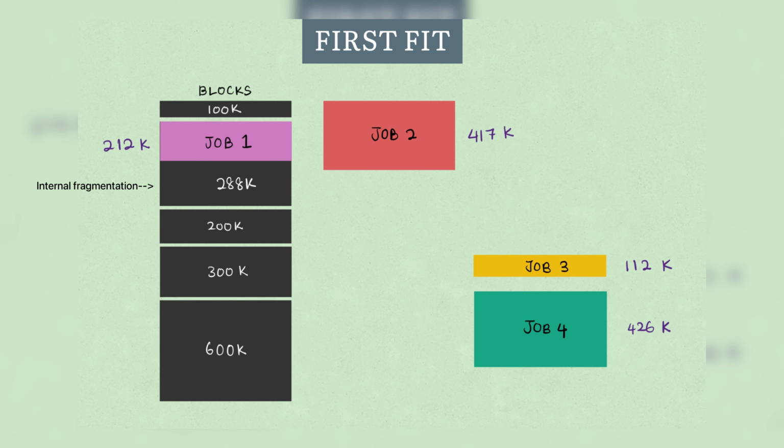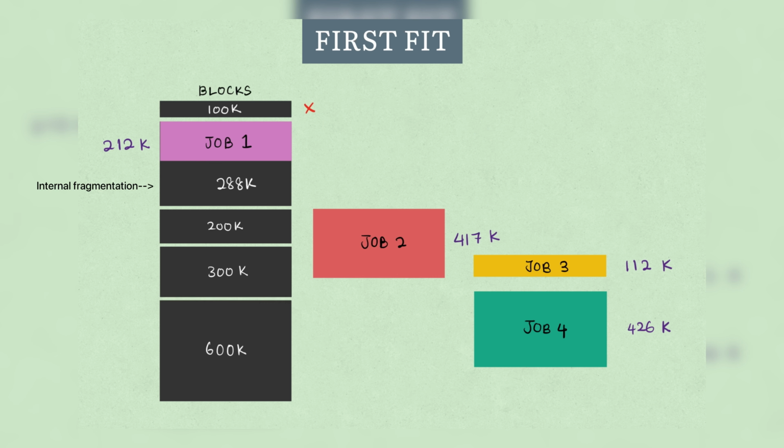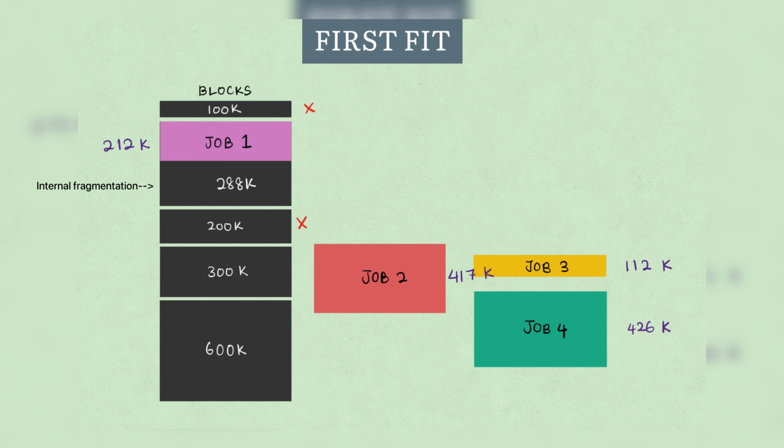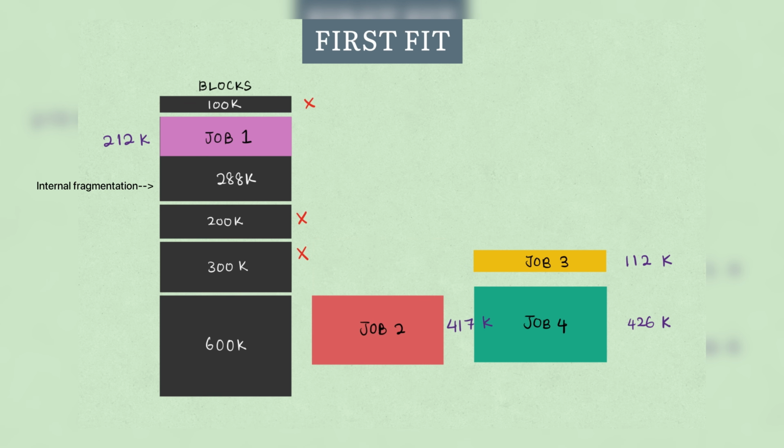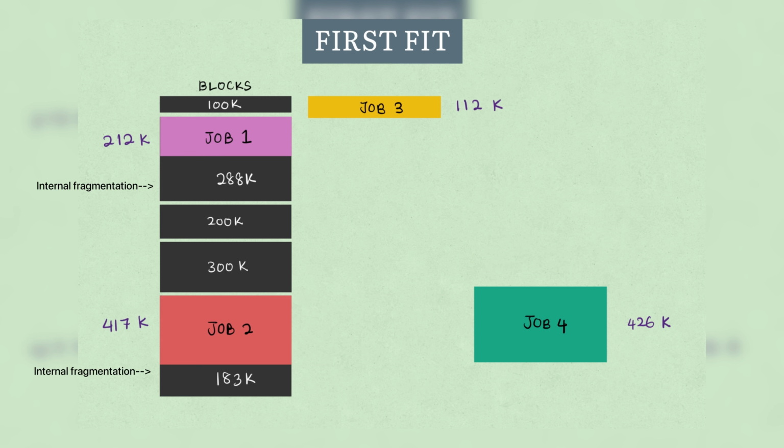Okay, next job. We compare with the first block and it doesn't fit. Since job 1 is already allocated in block 2, we will not check block 2, so we jump to block 3. As we can see, block 3 doesn't fit as well, so we move to block 4. And it doesn't fit as well, so we check for block 5. And yes, the size of block 5 is bigger than the job size, so we allocate job 2 in block 5.